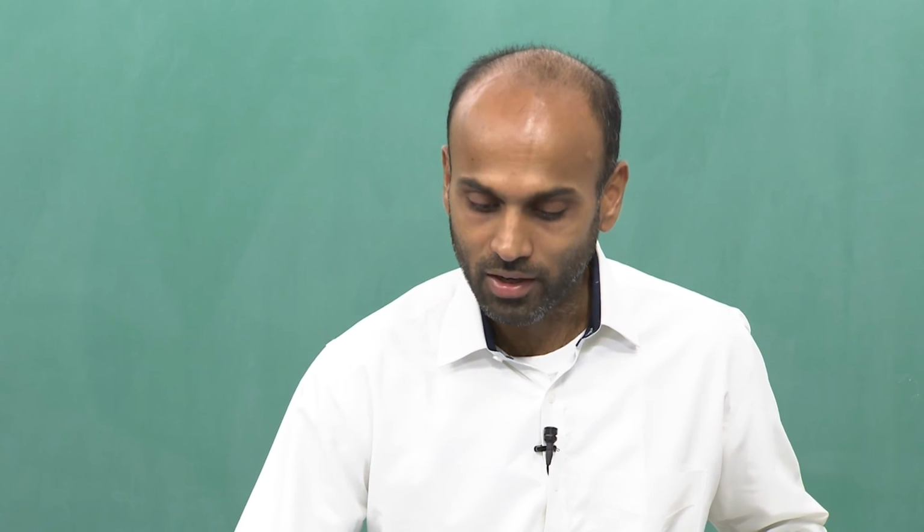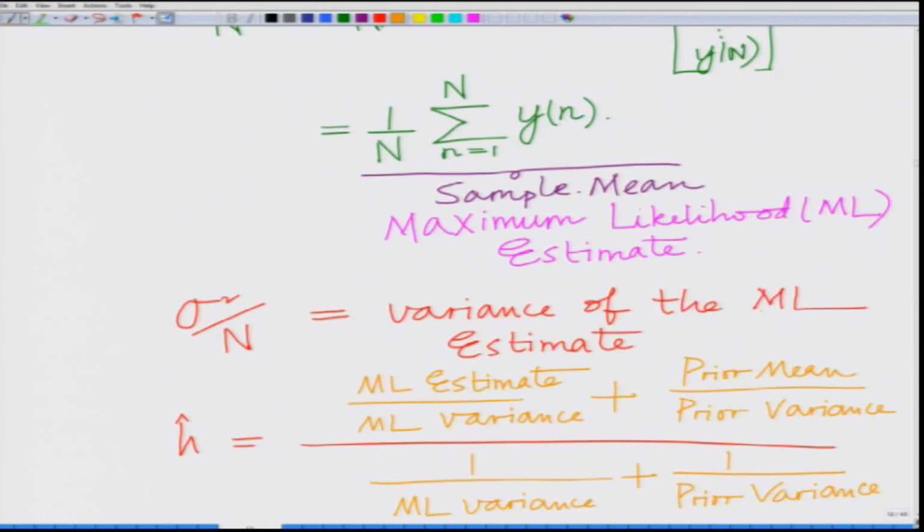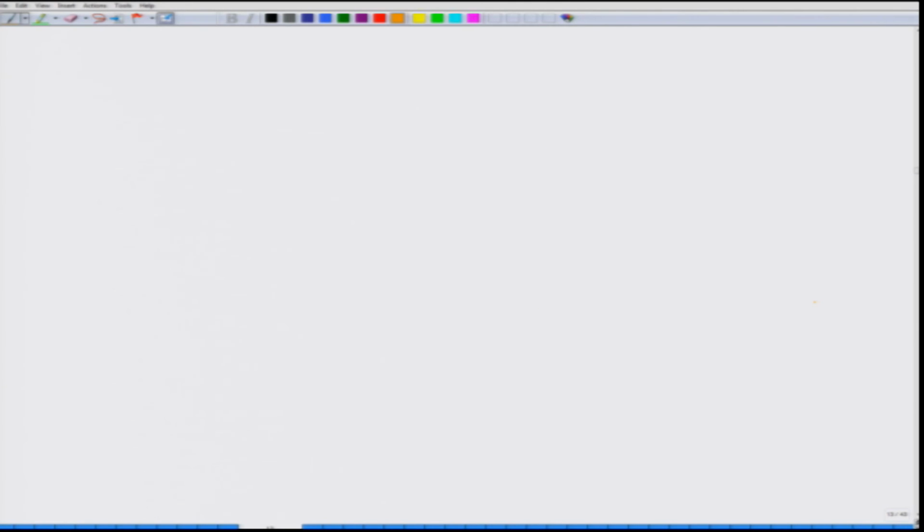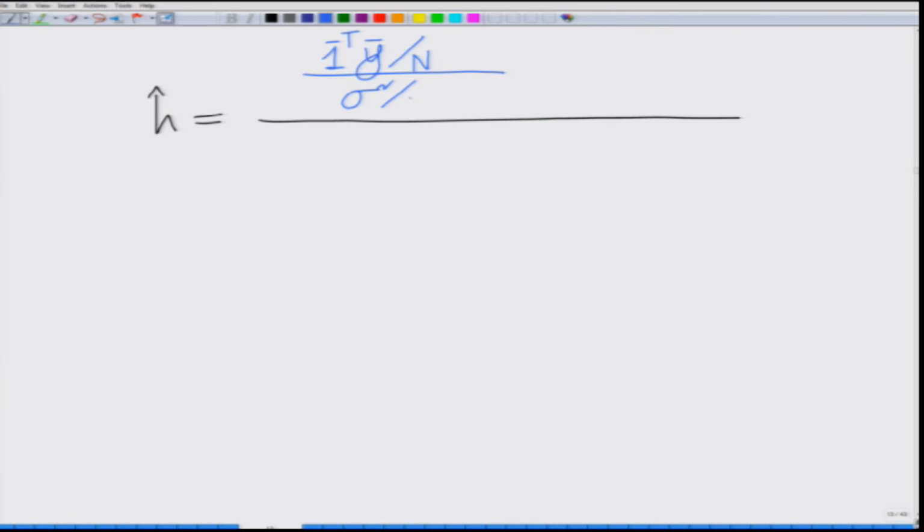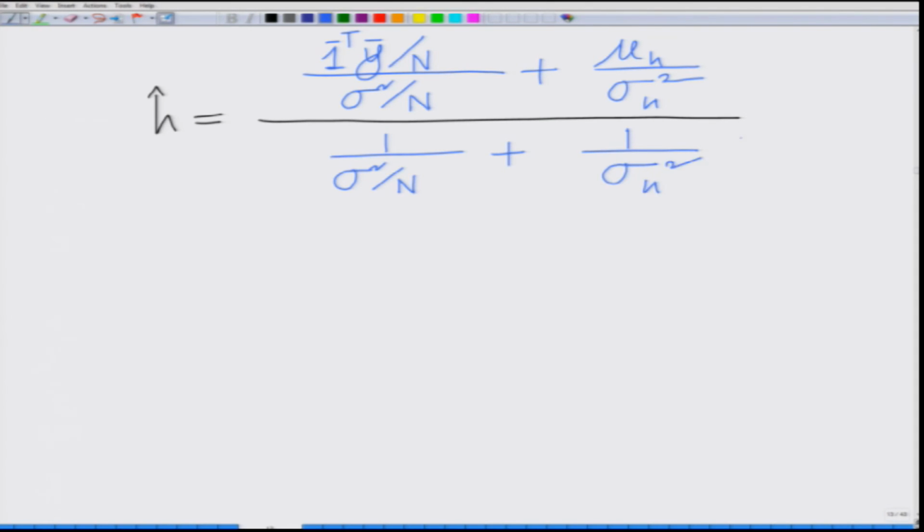So, the final expression for the MMSE estimate h hat, let us write it down again. This is a very interesting expression; although initially it looks very complex, it has a very beautiful and interesting interpretation. It is 1 bar transpose y bar divided by n, divided by the ML variance, plus the prior mean divided by the prior variance, divided by the inverse of the ML variance plus the inverse of the prior variance.